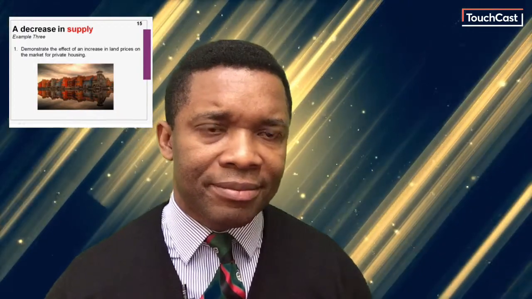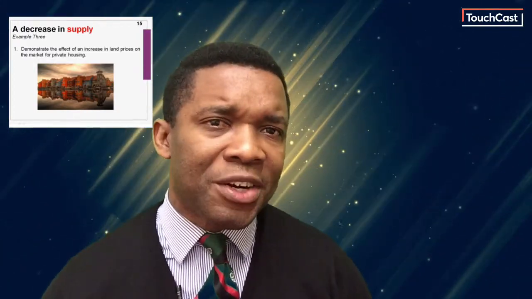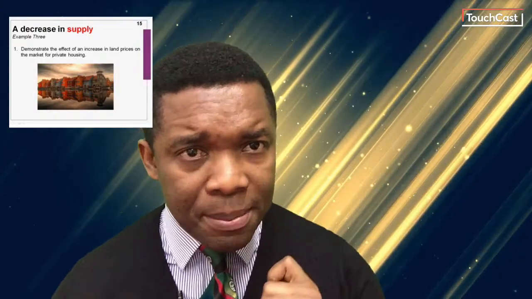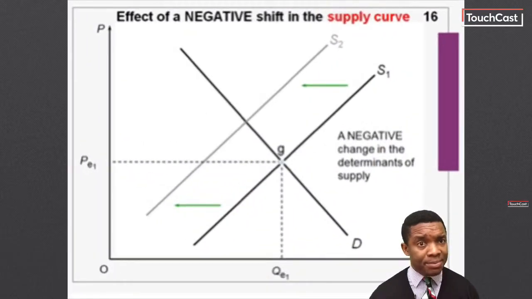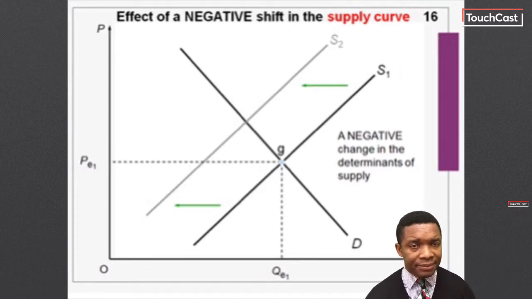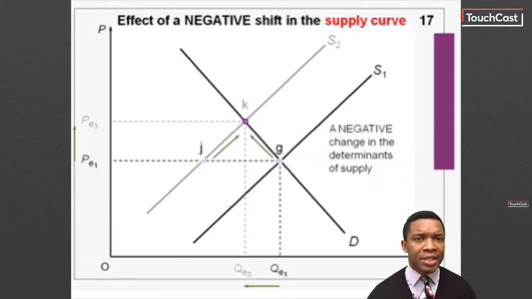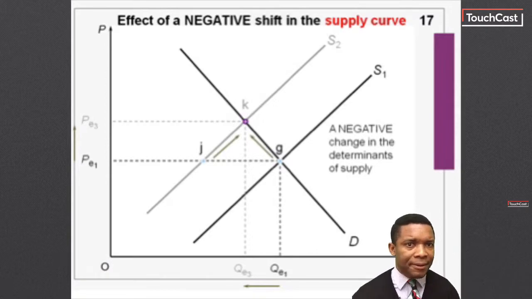Are you ready? Now, demonstrate the effects of an increase in land prices on the market for private housing. An increase in land prices means that private housing will become more expensive. As a result, some firms might leave the industry, leading to a decrease in supply. As firms leave the industry, the price of private housing rises, and the market settles with private housing being offered at higher prices. Thus, this would lead to a leftward shift of the supply curve.